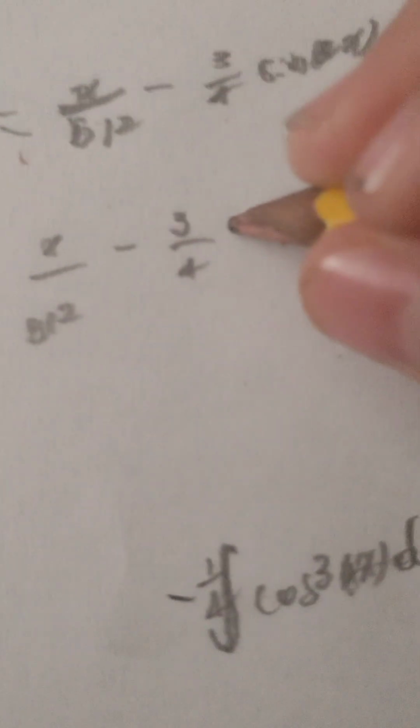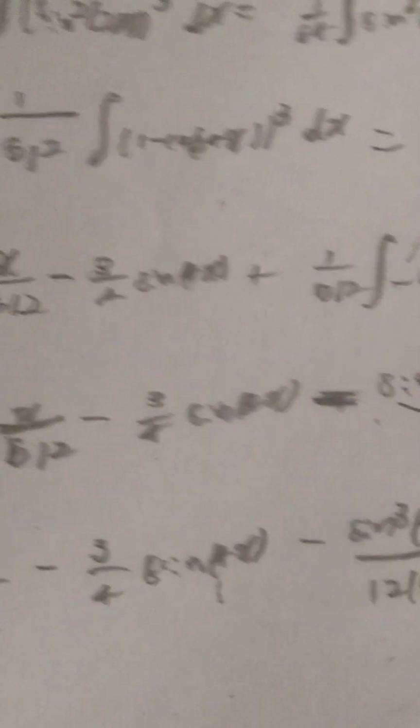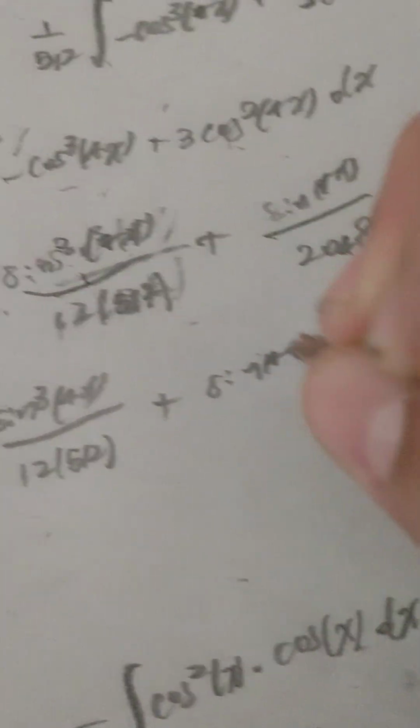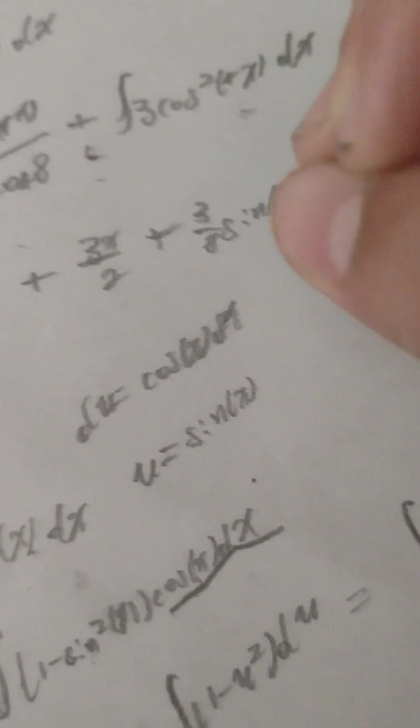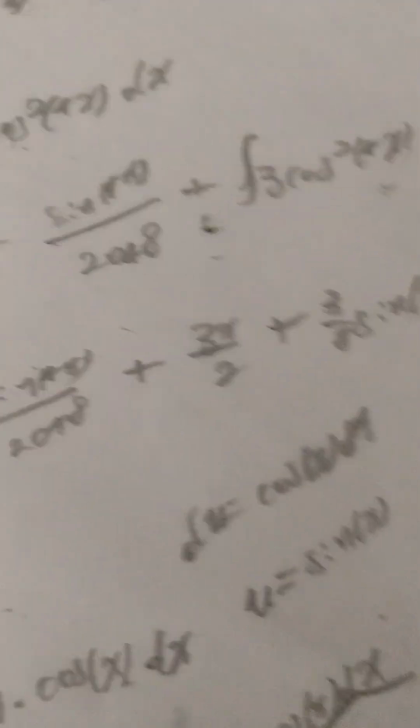So that leads to I equals x over 512 minus 3 over 4 times sine 4x minus sine cubed 4x over 12 times 512 plus sine 4x over 2048 plus 3x over 2 plus 3/8 sine 8x plus our constant.